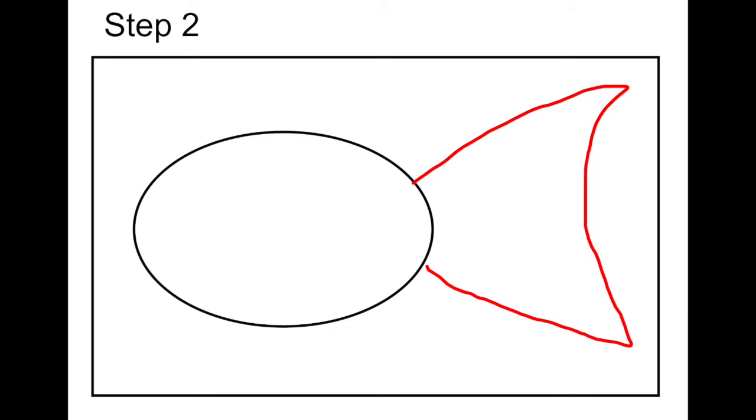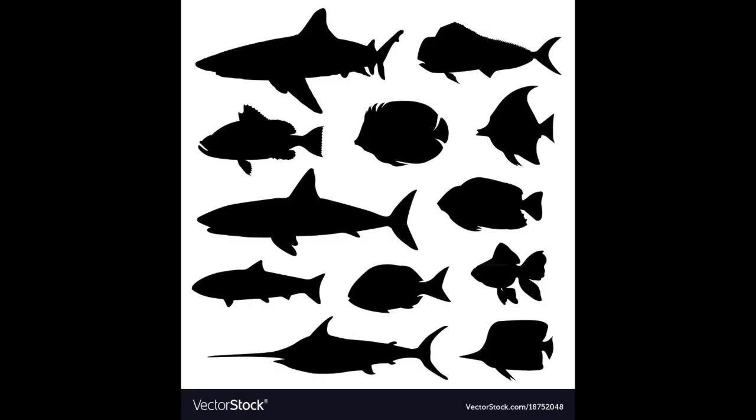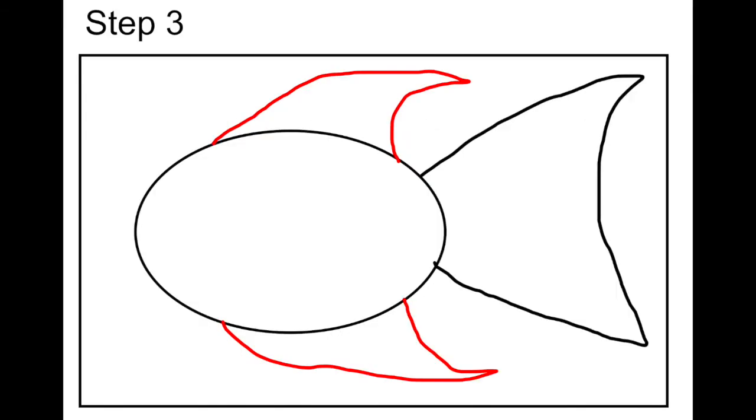Step 2 is to add a tail to one end of the fish. You can try to do your tail like mine, or you can make yours a little bit different. Are you ready for step 3? We're going to make up a fin for the top of the fish and for the bottom of the fish. Yours could be pointy like mine or curvy.